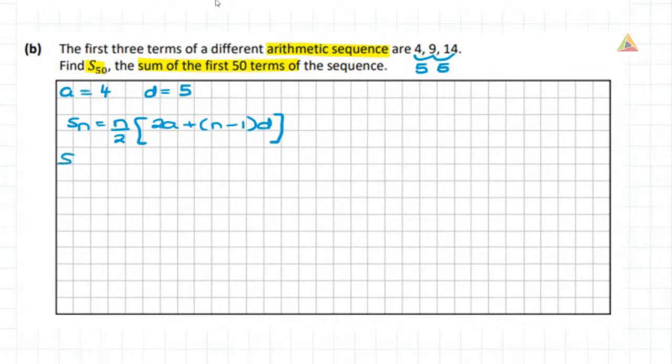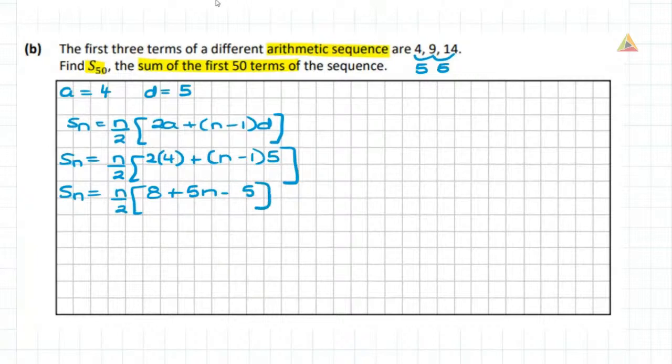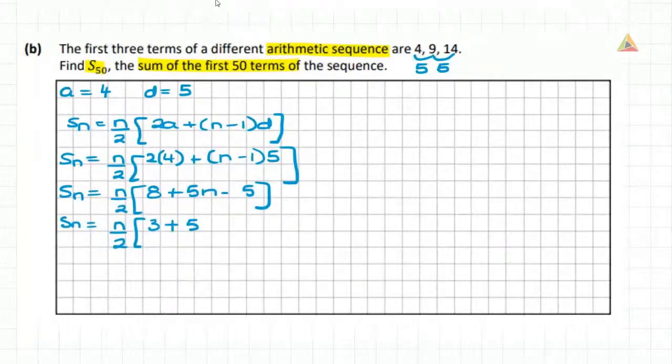And we're going to substitute. So Sn is n over 2 times 2 times 4 plus n minus 1 times 5. And again, we have this number touching the bracket at the end, but it just means multiply. So we say that's n over 2 times 8 plus 5n minus 5. So I'll tidy up what's inside the bracket first by putting like with like. So the 8 and the minus 5 go together to give me 3 plus 5n.